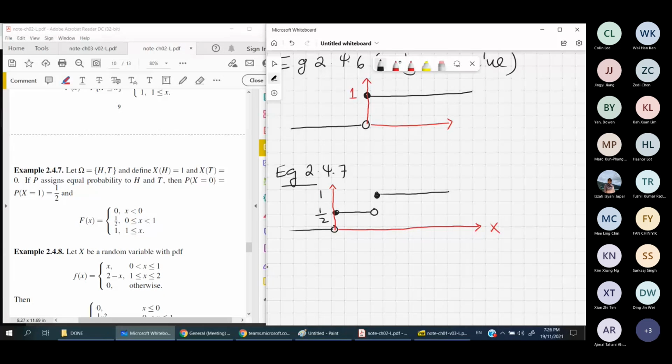What I want to highlight is this bit. This is what we call right continuous.